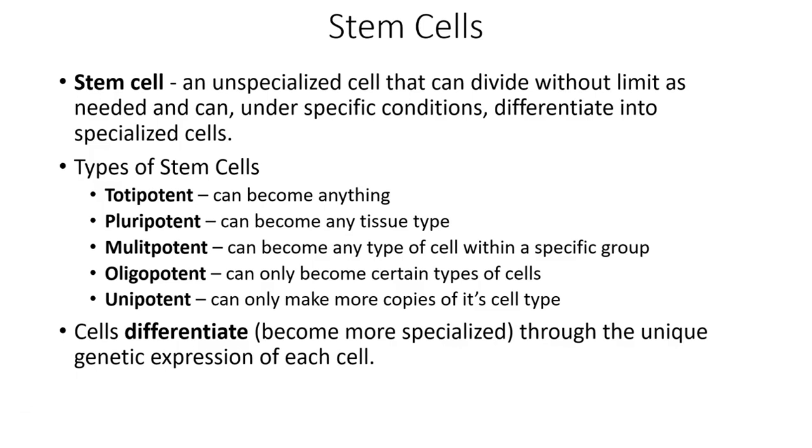Pluripotent stem cells are the next level down, so they are slightly more specialized. They can still become any tissue type, but they are not going to help support the body to develop, especially at that embryonic stage. So it cannot help create the body, so just slightly more specialized.